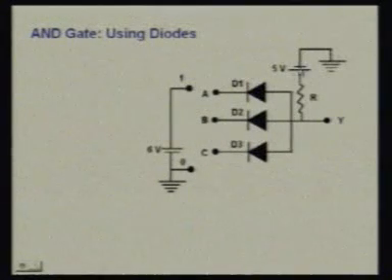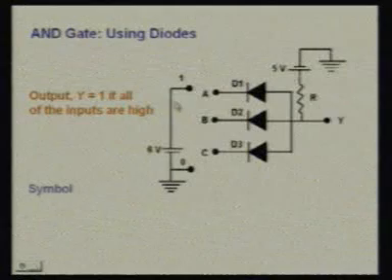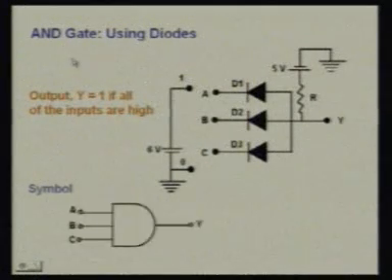Now, as we have discussed, output Y will be 1 if all the inputs are high, that is if all the inputs are in 1 state. Now the symbol for the AND gate is like this. These A, B, C, we can take any number of inputs A, B, C, D, E, F, G, H, but at least 2 we need. So we have A, B, C as inputs and Y as the output.